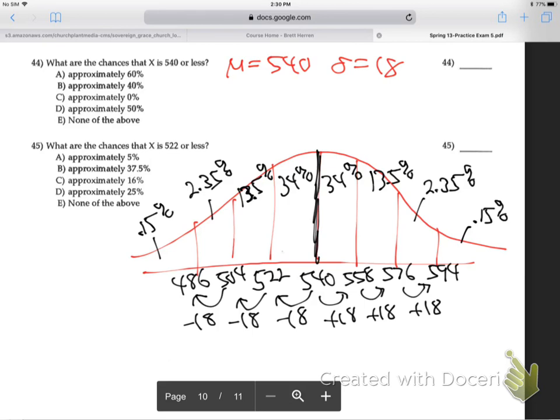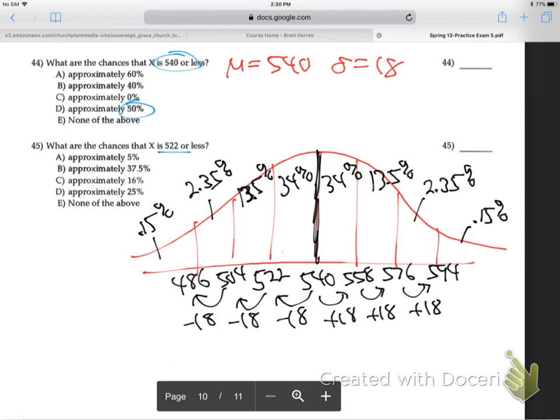Now they're going to ask me a bunch of questions based on that bell curve. Everybody see how I made that bell curve? Once I have the middle, and I have the sigma, which is the jump amount, I put the middle down and just add 18, add 18, add 18 to the right, and subtract 18, subtract 18, subtract 18 to the left. And the percentages are always the same for every bell curve. So what's the chance it's 540 or less? Half. 540 is the middle. 540 or less, that's half the curve, 50%. Easy question.